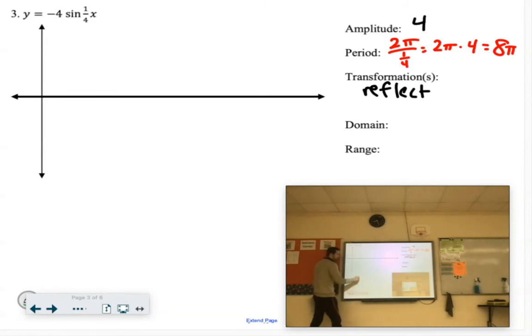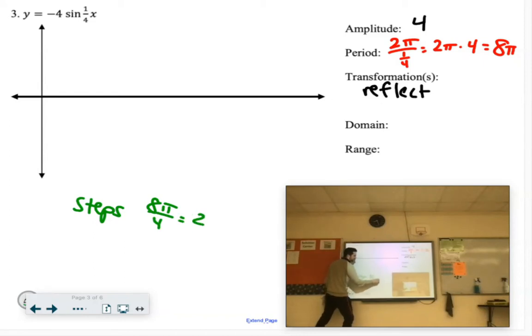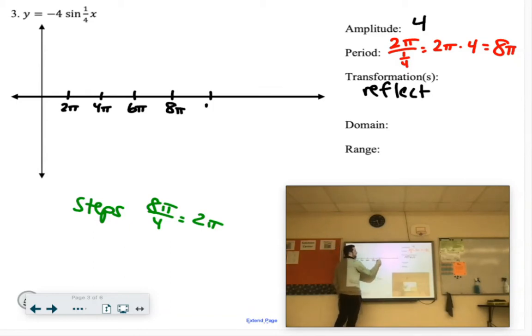I like to find my steps. So I'm going to break that 8 pi into 4 places. 8 pi divided by 4 is 2 pi. So I'm going to mark off every 2 pi. And again, we just need one period graphed here, but I'm going to throw in some extra plots. 2 pi, 4 pi, 6 pi, 8 pi. That would be one full cycle. 10 pi, 12 pi, 14 pi, 16 pi. That would give me 2 cycles.